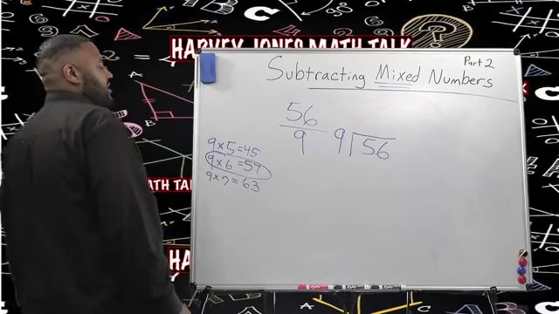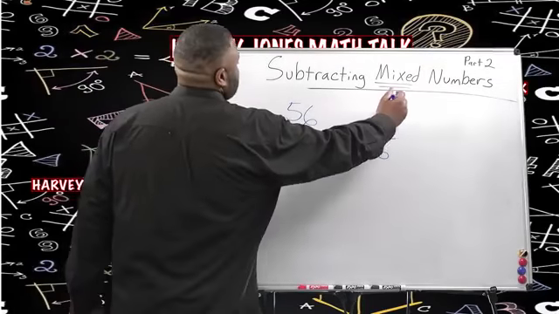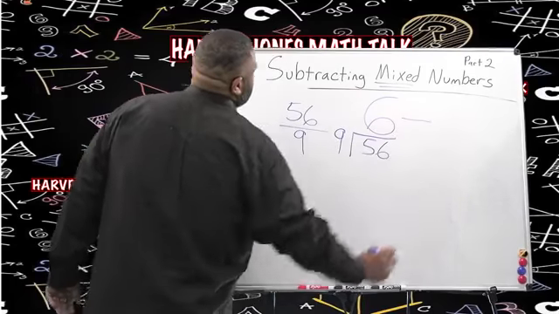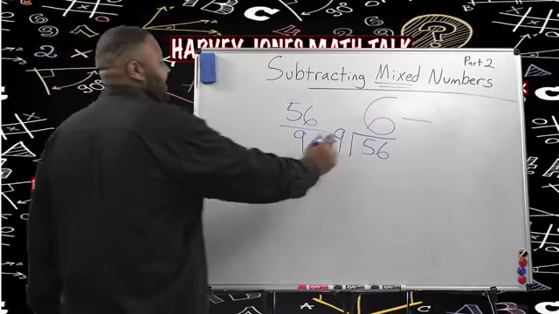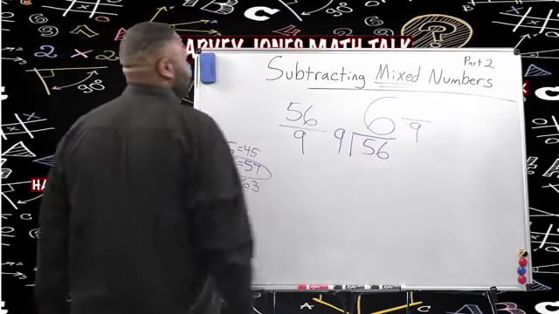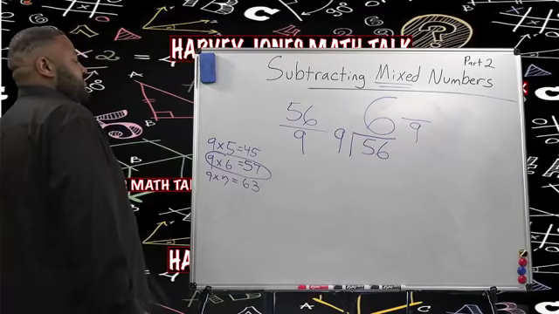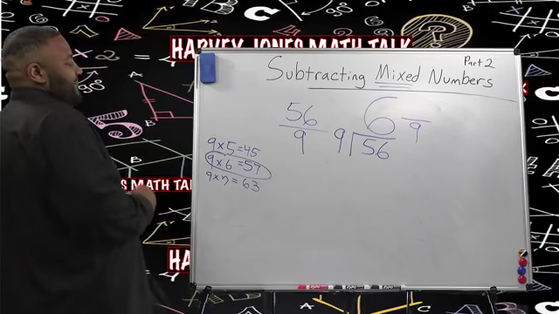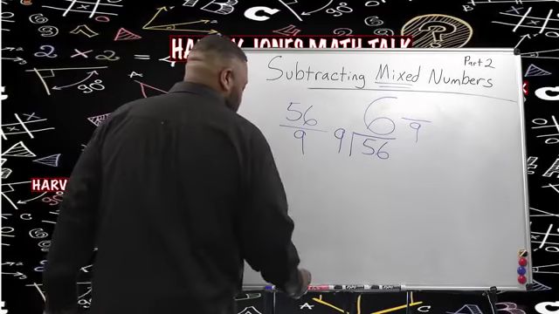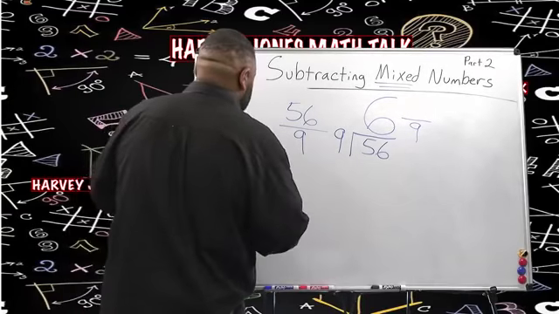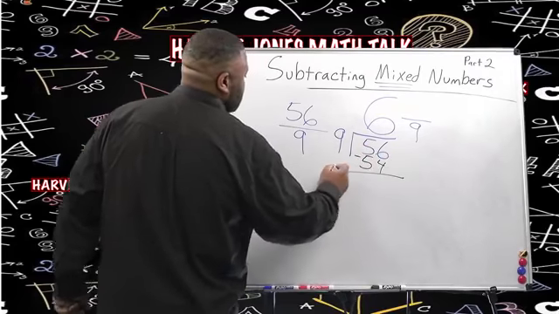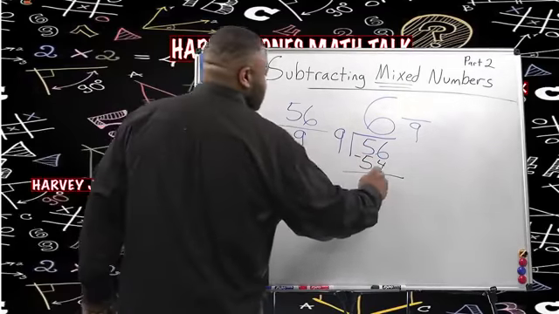All right, we got our 9. We draw a really big 6. What's my denominator here? 9. And 6 times 9 is what? 54. Hey, with multiplication, folks. And that's going to be 2 remainder.